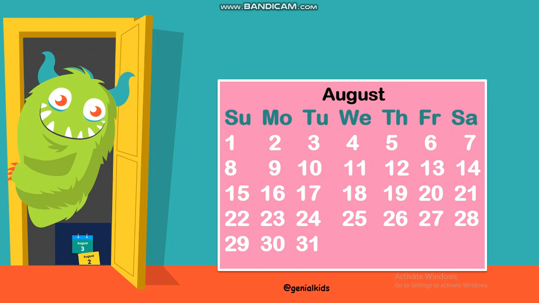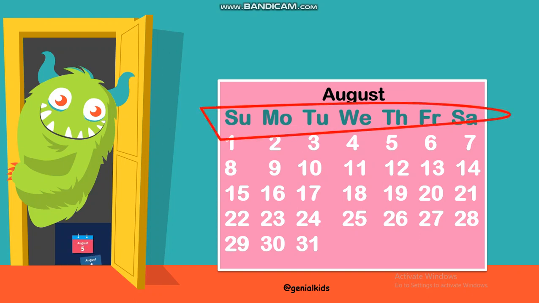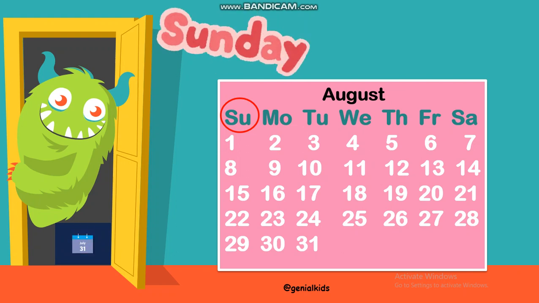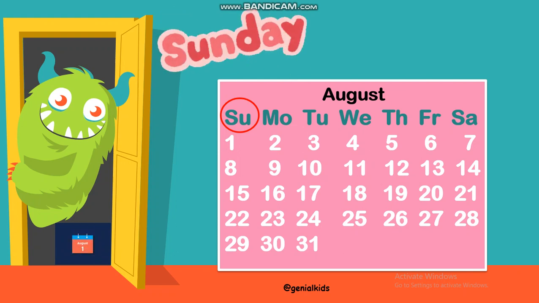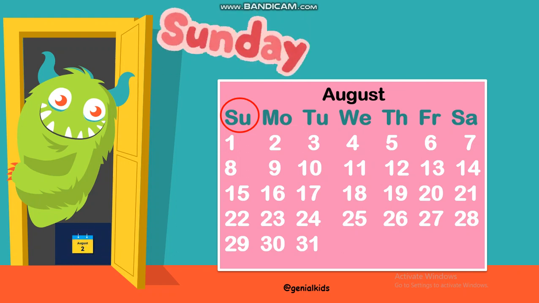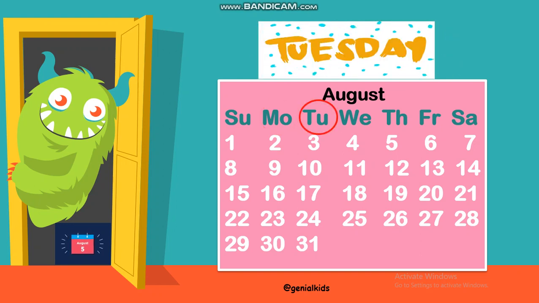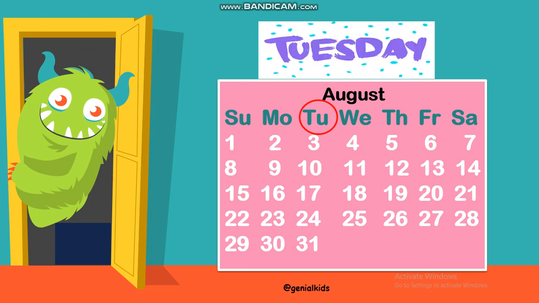Do you know your days of the week? Let's do this together. Here are abbreviations of days of the week. What are they? SU means Sunday. Remember, Sunday is the first day of the week. Next is Monday, which represents MO. Next is Tuesday, and Tuesday is TU.